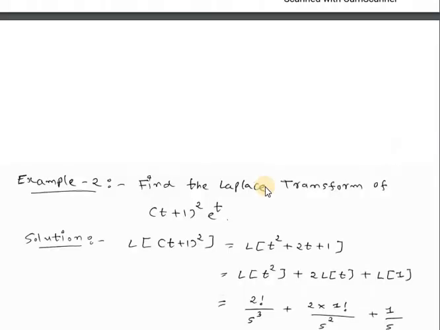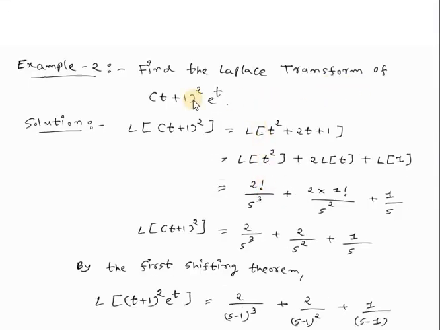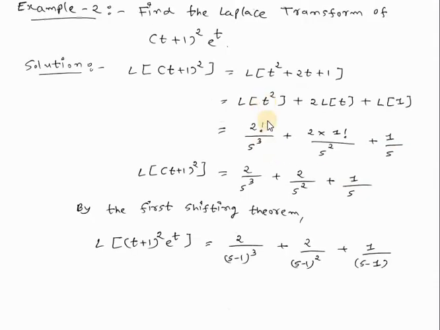Now let us discuss second example. Find the Laplace transform of (t plus 1) whole square into e raised to t. So first of all, we will find out Laplace of (t plus 1) whole square. So this can be written as Laplace of t square plus 2t plus 1, which is equal to Laplace of t square plus 2 into Laplace of t plus Laplace of 1. So Laplace of t square will be 2 factorial divided by s cube, because Laplace of t raised to n is n factorial divided by s raised to n plus 1 where n is positive integer.